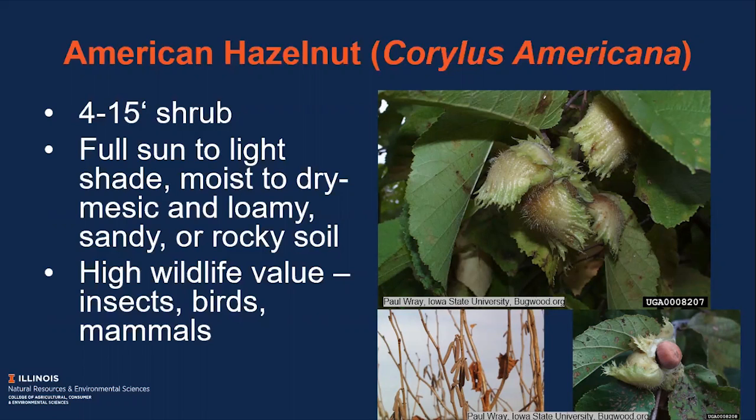So pictured here, the top is the nuts inside their husks before they cure and kind of open up. And bottom left, we have the male flower parts, the catkins that form over the winter, so they give it some winter interest as well. And then on the bottom right, you see one of the husks opened up and one of the hazelnuts peeking out. Looks kind of like a small acorn.